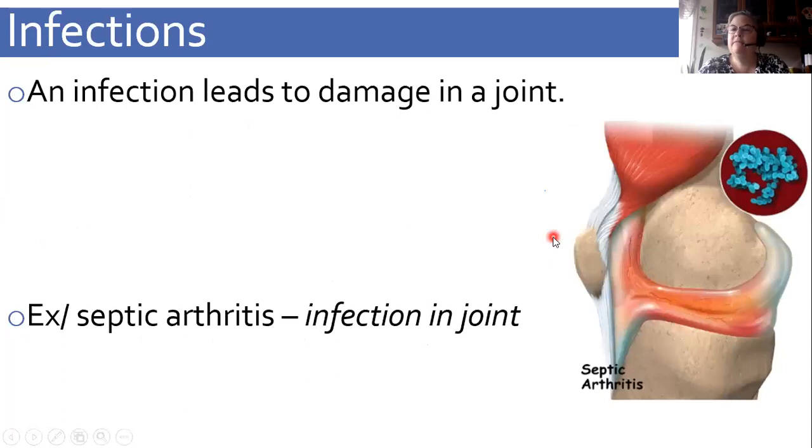All right. Infections can happen. An infection can happen causing damage to the joint. Infections can include infection by bacteria or virus or fungus. And what happens is it makes its way into the joint. Okay, so this is a form of arthritis called septic arthritis. That's where we get an infection in a joint.